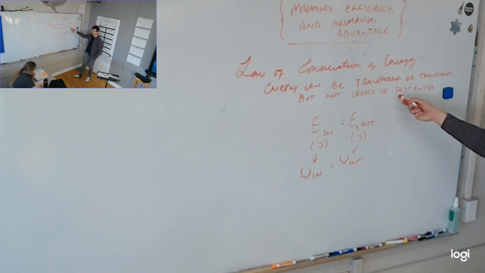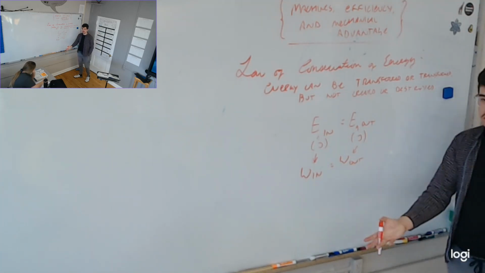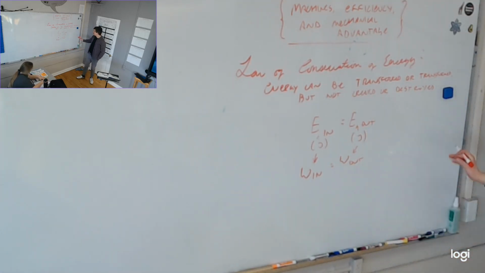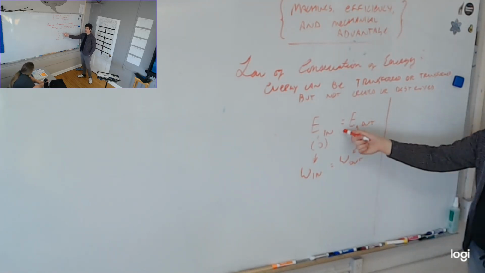This is a truth of the universe. This is one of the things that makes the universe work. This is one of the things that we understand about the universe that makes it the way it is. So effectively, when we're using a machine, can it increase the amount of energy that we put in? No, it can't change. The amount of energy can't change.